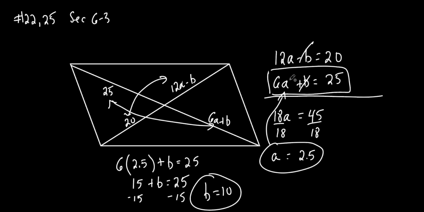Well, you take that A, and you could put it into either one of these equations. It doesn't matter which one you put it into. I think this is the easier one because you got a plus B. Put an A in for this, and there's your substitution. All right? 6 times 2.5 is 15 plus B is 25, minus 15 is 10.